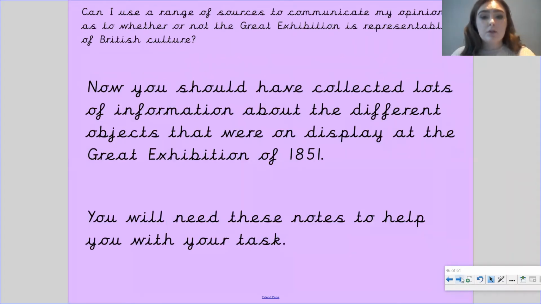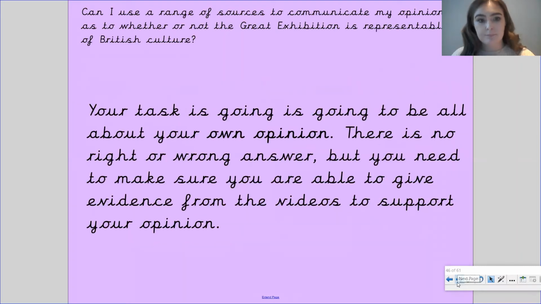Okay, so now you should have collected lots of information about the different objects that were on display at the Great Exhibition of 1851. Now, obviously, these weren't all of the objects that were on display, these are just 4 that were. And I want you to use your notes to help you with your task. Your task is going to be all about your own opinion. There is no right or wrong answer, but you do need to make sure that you are able to give evidence from the videos to support your opinion.